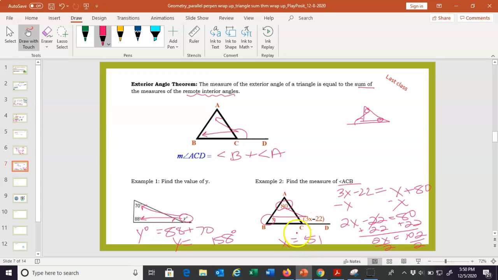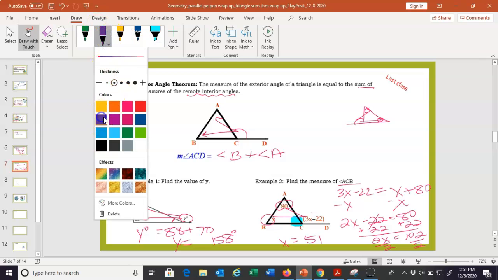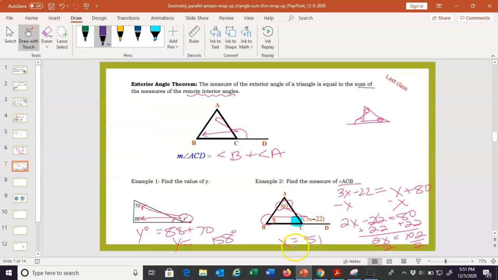Interesting. ACB. Which angle is that? That's this one. Wants us to find the measure of that angle. So let's use the information we have. We'll have the value of x and can plug it in here. So this angle is 51. Now how could we find the measure of the teal angle? We know that all 3 angles in a triangle add up to 180. So if we have 51 plus 80 plus we don't know must equal 180.